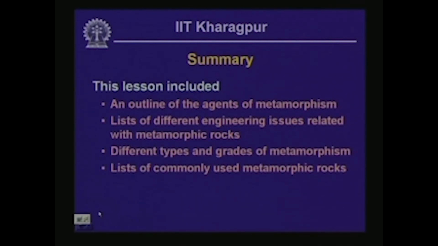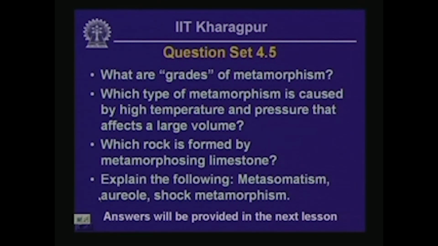To summarize this lesson, we looked at the different types of metamorphism, what the agents are that cause metamorphism, and the different types of engineering issues we considered involving metamorphic rocks. We looked at different types and grades of metamorphism, and the economic uses of different types of metamorphic rocks were also considered in this lesson. We finally wrap this lesson up with a question set.